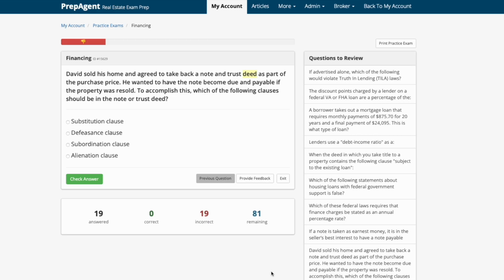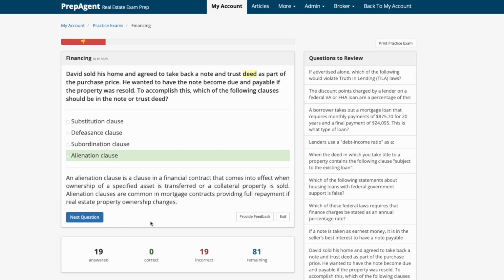David sold his home and agreed to take back a note and a trust deed as part of the purchase price. He wanted to have the note become due and payable if the property is resold. To accomplish this, which of the following clauses should be in the note or trust deed? Substitution clause, deficiency clause, subordination clause, or alienation clause.